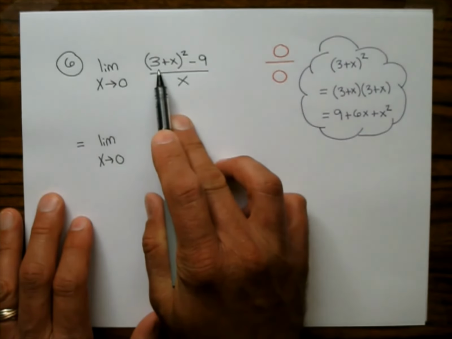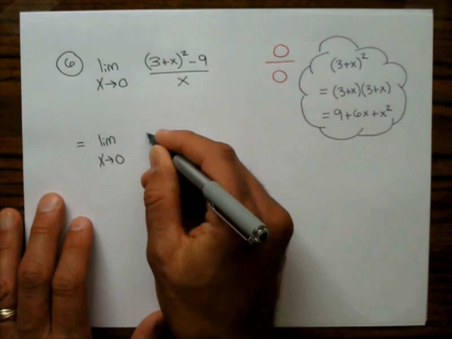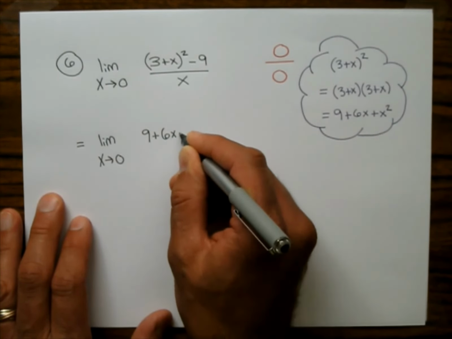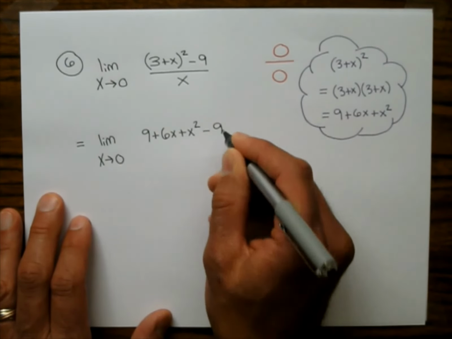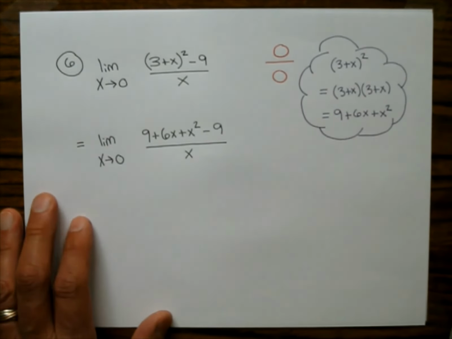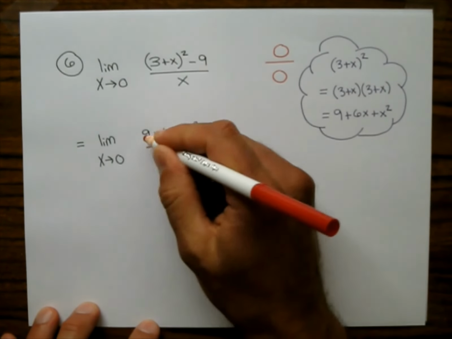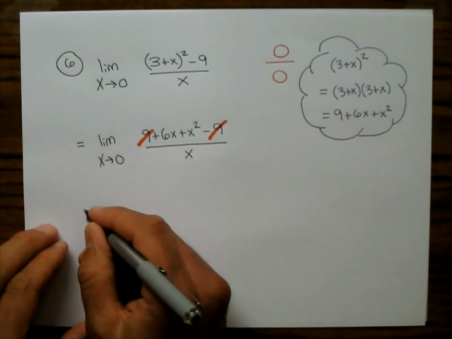I'm going to go ahead and replace that 3 plus x quantity squared with what we have here, those 3 terms, 9 plus 6x plus x squared minus 9. This is all over x. So what do we notice on the top that we can do now? Well, we can cancel those 9s, and so we'll get rid of them. We'll write out that next step here.